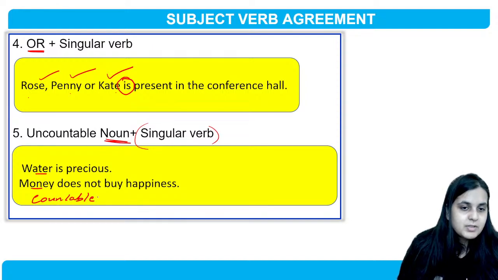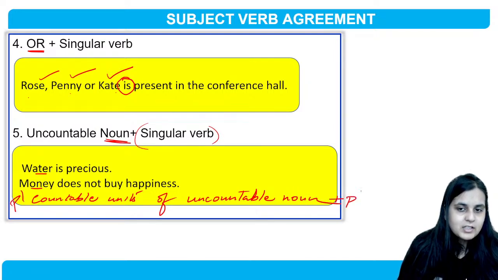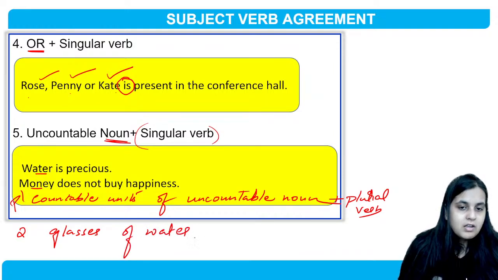If you attach countable units with it, but when you use countable units of an uncountable noun, let's say I'm using plural countable units of an uncountable noun, then I will take a plural verb. Okay, it looks really complicated, what I have written. It's a basic thing, guys. Plural countable units. For example, two countable units, let's say glasses of water. Then you will say 'are kept on the table'. Got it? Did you understand this?